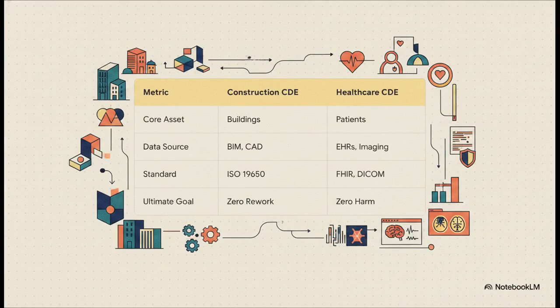When you look at it side by side like this, the parallels are just stunning. In construction, the asset is a building. In healthcare, it's a patient. Construction data comes from things like engineering files. Healthcare data comes from medical records, imaging, and genomics. But the ultimate goal, that's where it gets really powerful. It shifts from zero rework to something infinitely more important: zero preventable harm. It's the same exact philosophy, but now it's being applied to save lives.